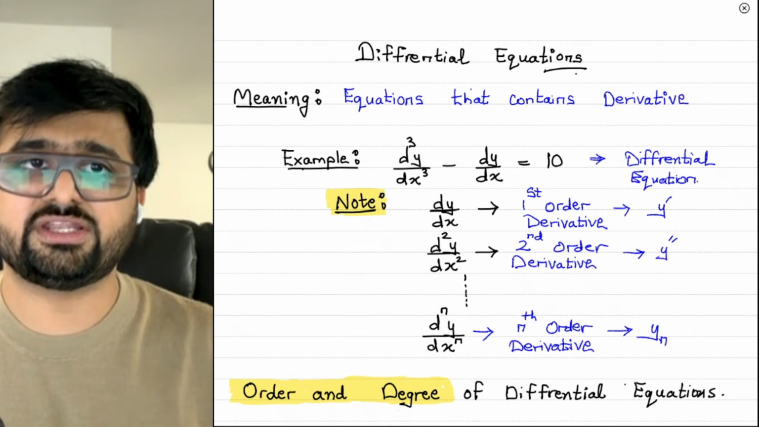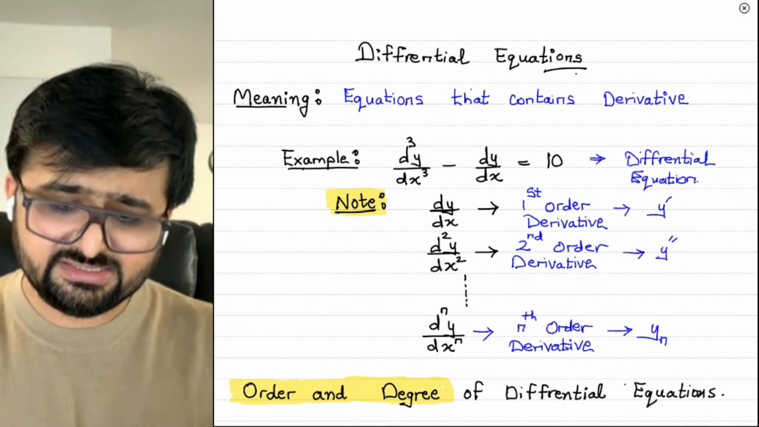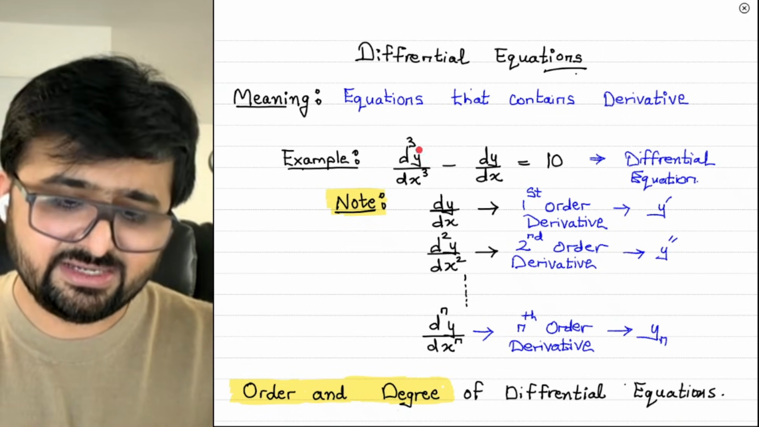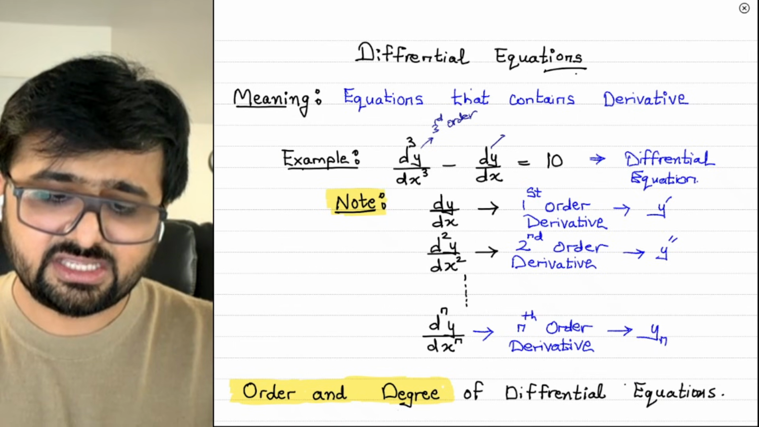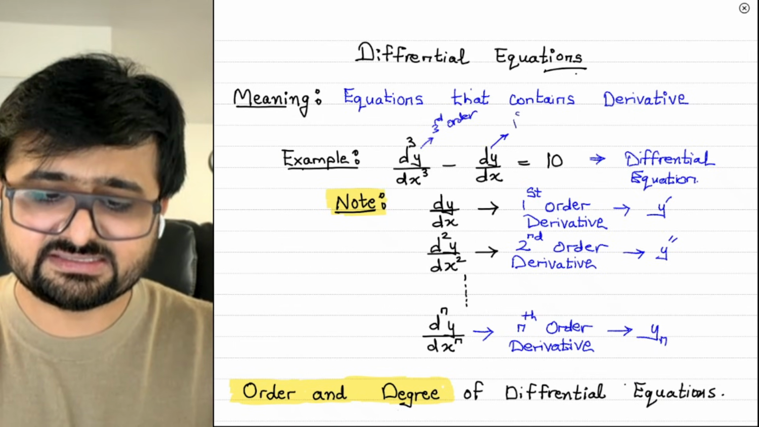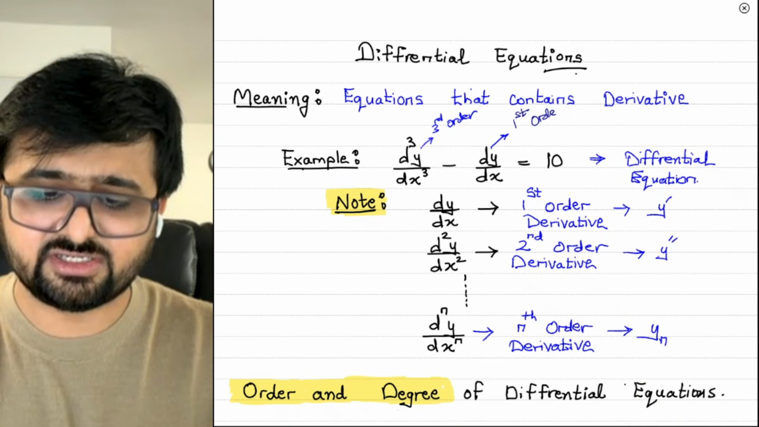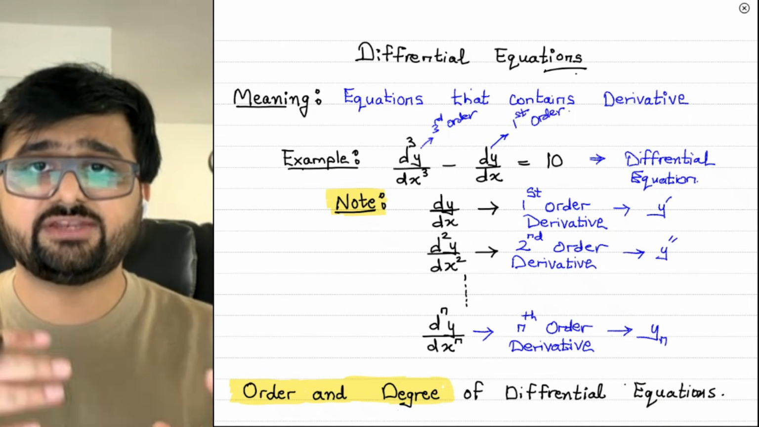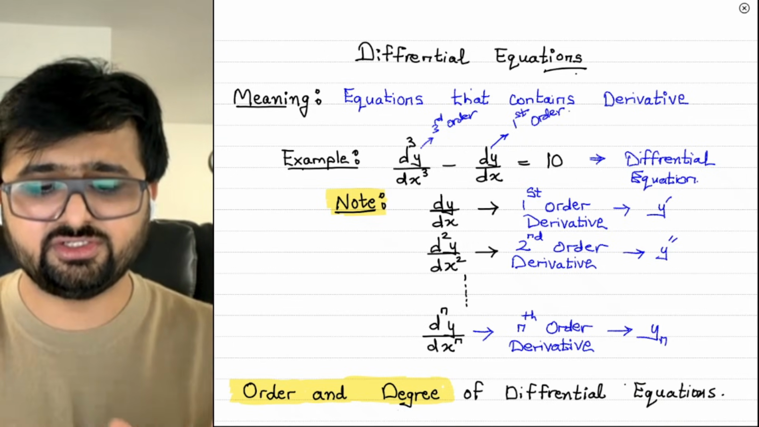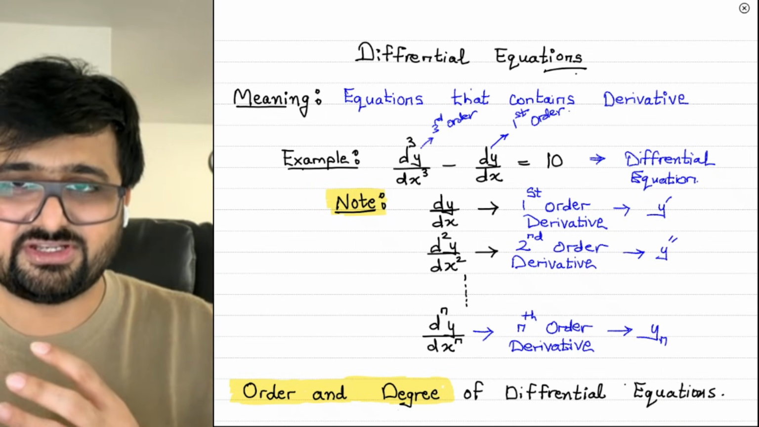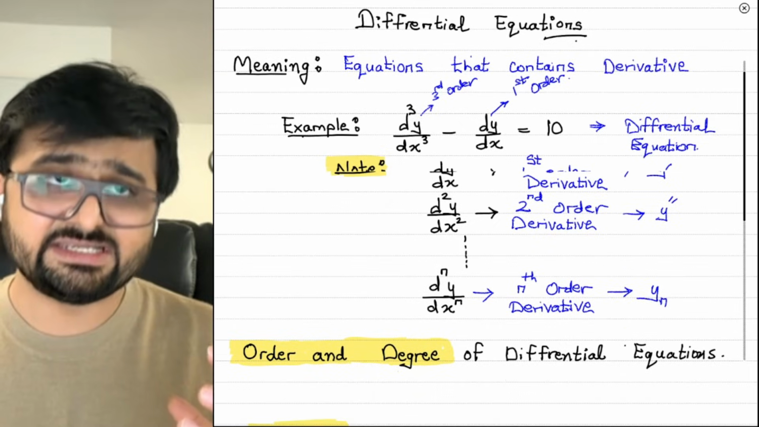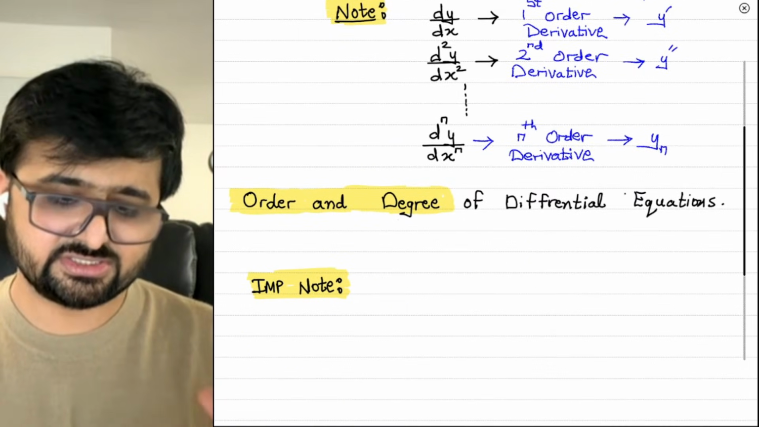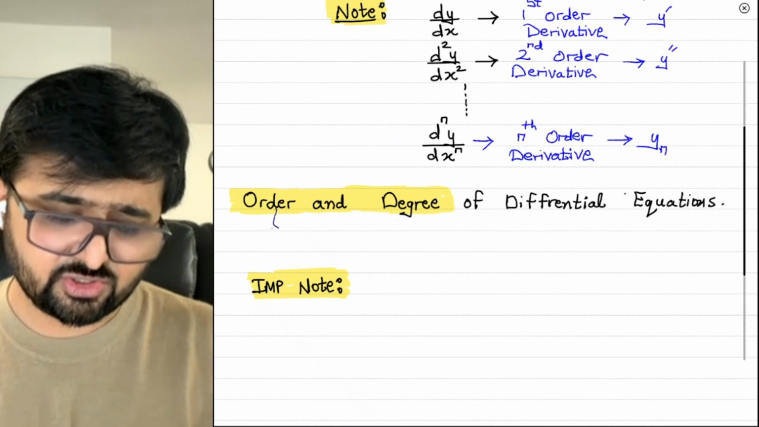So in the example that we had, this d3y by dx cube is a third order derivative, and this dy by dx is a first order derivative. There were two derivative terms, one third order and one first order. Now it's time that we look in detail at what the order and degree of a differential equation are. We just looked at order.